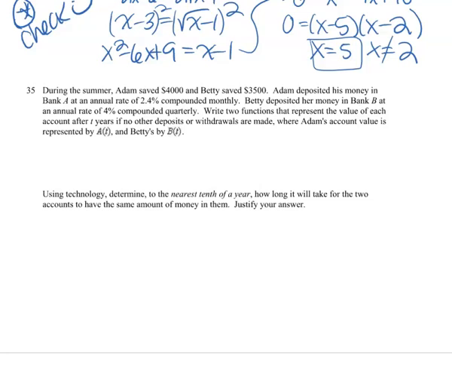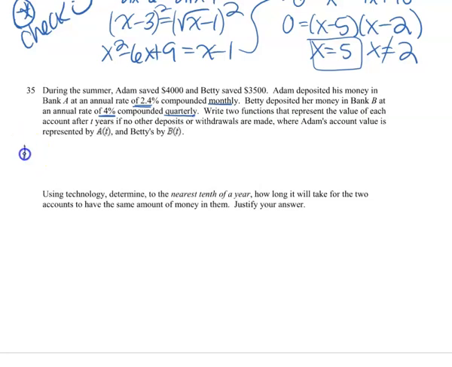All right, question 35. During the summer, Adam saved $4,000 and Betty saved $3,500. Adam deposited his money in Bank A at an annual interest rate of 2.4% compounded monthly. Betty deposited her money in Bank B at an annual interest rate of 4% compounded quarterly. Write 2 functions that represent the value of each account after T years if no other deposits or withdrawals are made, where Adam's account value is represented by A of T and Betty's is B of T.